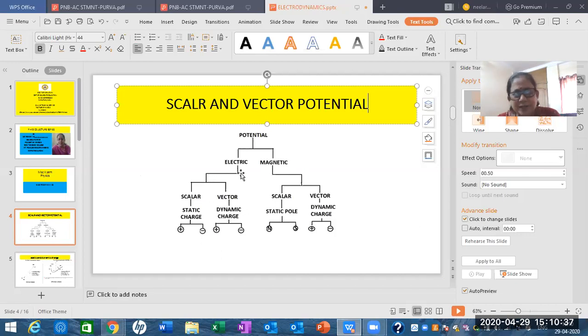So to produce the electric field, basically we need two types of charges. It can be a positive charge or it can be a negative charge. So the electric field produced by these charges can be classified into two types. One is a scalar electric field, another is a vector electric field.